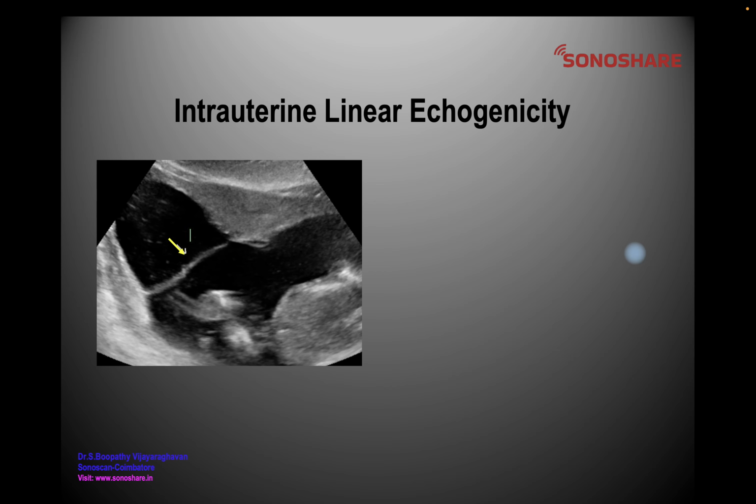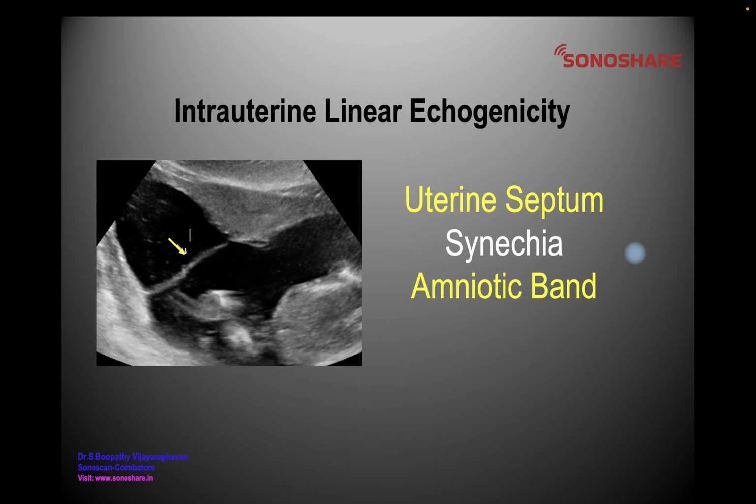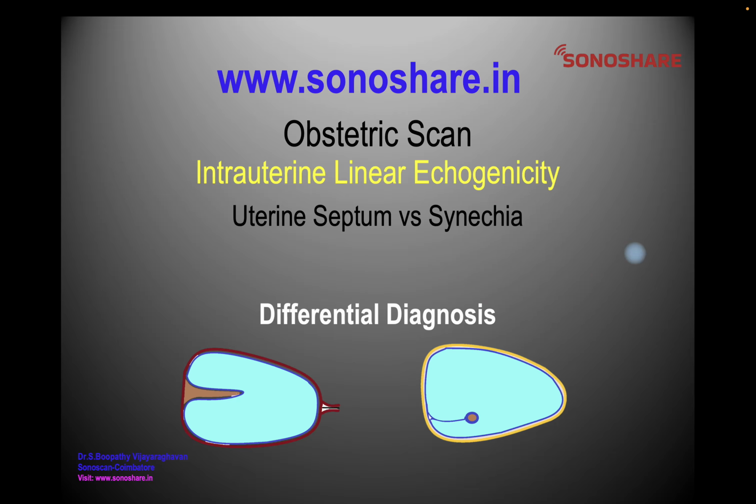So intrauterine linear echogenicity, shown by the arrow in the image, may be due to one of these conditions: the uterine septum, synechia, amniotic band, or an amniotic sheet. So how to differentiate these will be discussed in this lecture.